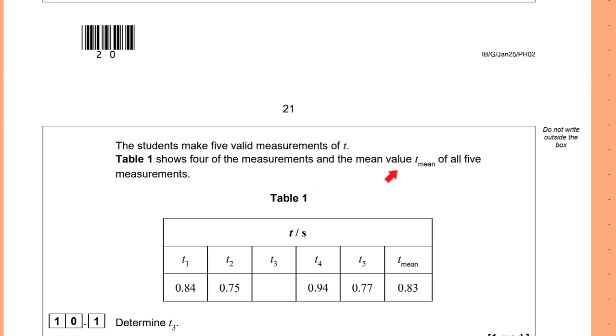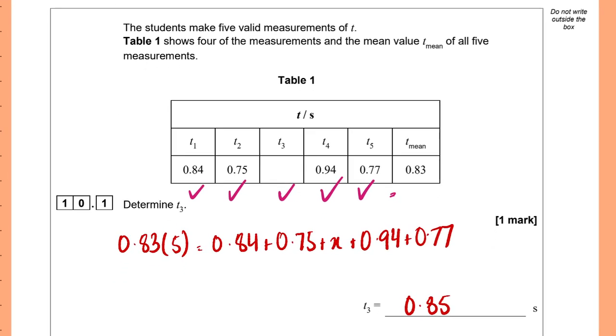Table 1 shows 4 of them and the mean, and you are asked to calculate one of these missing values. It's very easy. Generally I would say this plus this plus this plus this plus this, divided by 5, is equal to this. So I'll just have to use some algebra. First, cross multiplying by the 5: 0.83 times 5 equals this plus this plus this plus this plus this, and I just find out what this is, which turns out to be 0.85.